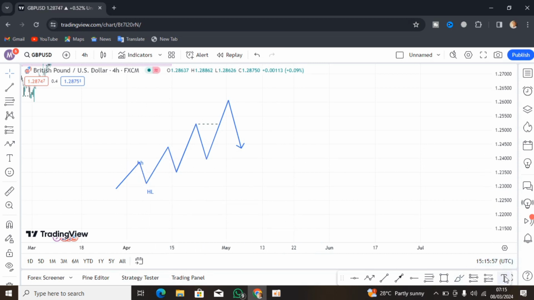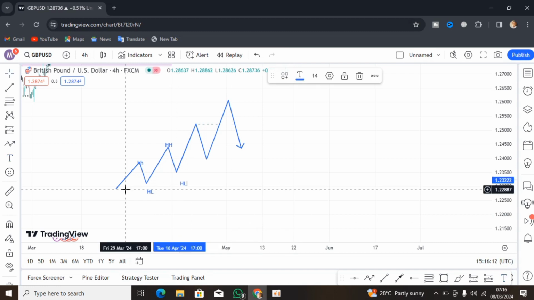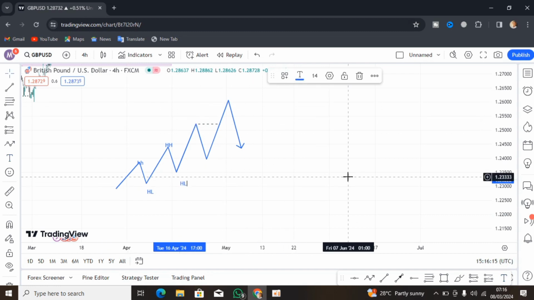So here, as you can see, this is a higher high. This is a higher high. Then down here it is a higher low, right? Down here it is a higher low. So like that, this is a higher high, this is a higher low. So that is a bullish market.